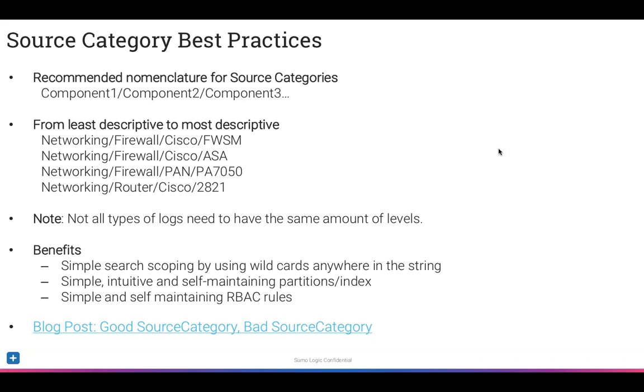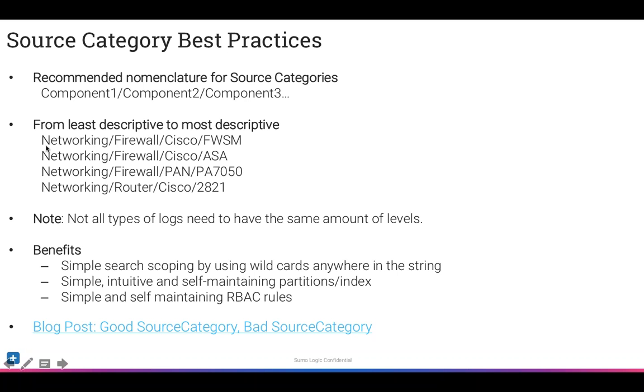So we do some recommendations, some source category naming convention best practices. What we recommend is you do something like component 1 / component 2 / component 3, where you're going from the least descriptive to the most descriptive, from general to very specific. Here's some examples for you to take a look at. So you could do something like networking / firewall / Cisco / FWSM, or networking / firewall / Cisco ASA.